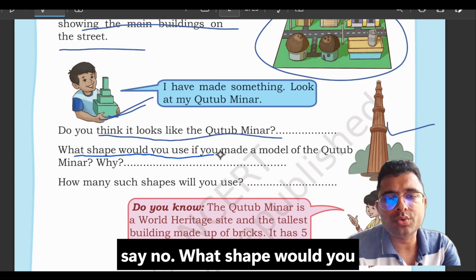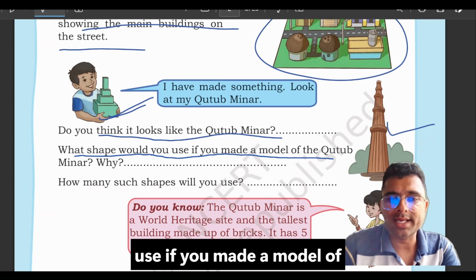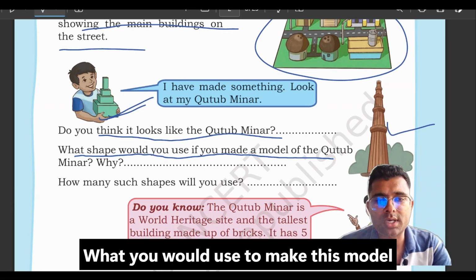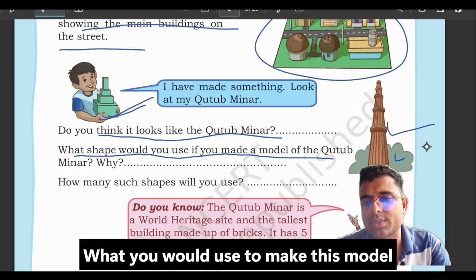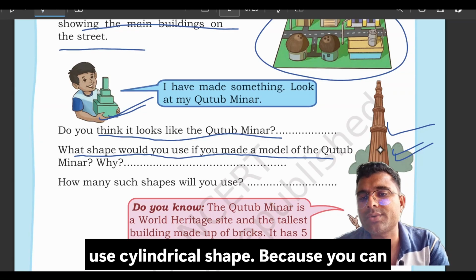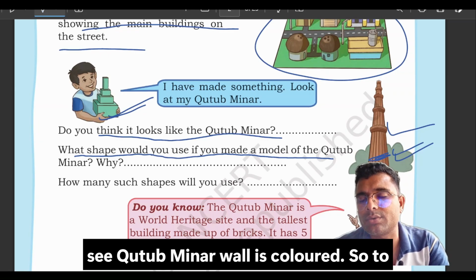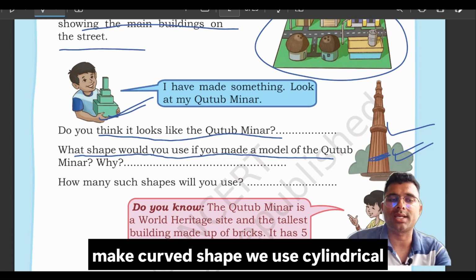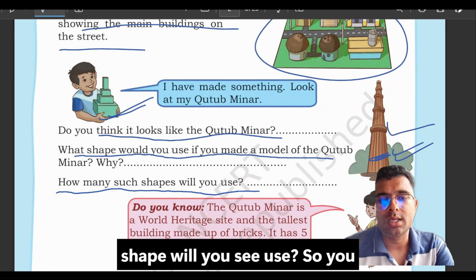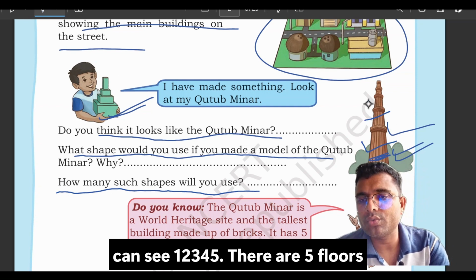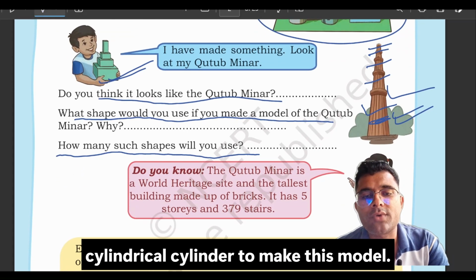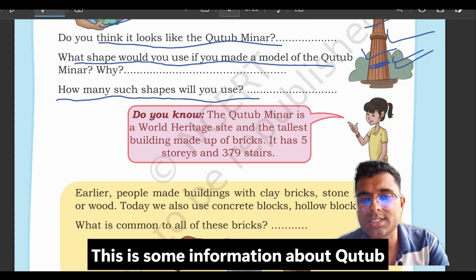What shape would you use if you made a model of Qutub Minar? He has used cuboid boxes, but what would you use to make this model of Qutub Minar? I will use a cylindrical shape, because you can see the Qutub Minar wall is curved. To make a curved shape we use a cylindrical shape. How many such shapes will you use? You can see 1, 2, 3, 4, 5. There are 5 floors, so obviously we need 5 cylinder blocks to make this model.